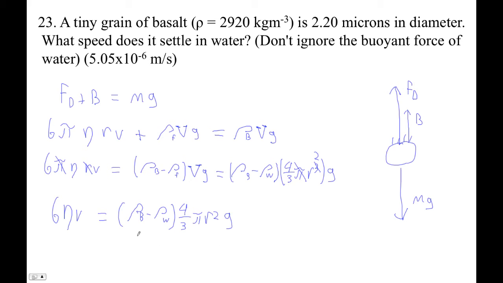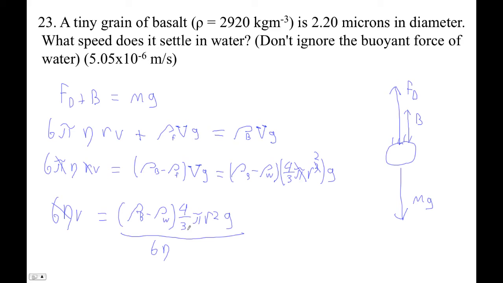So ultimately I want to divide this side by 6 times that, and that would give me v. Now notice that this is going to become something like 2/9. But anyway, I'm just going to plug it in. I don't feel like simplifying anymore, so I go parentheses. Basalt is 2920 minus water. So it's settling in water, you'll have the density of water, which is 1,000. So 2920 minus 1,000.